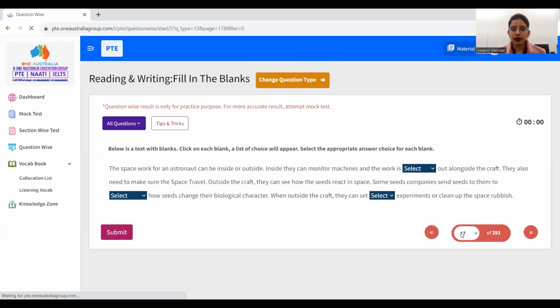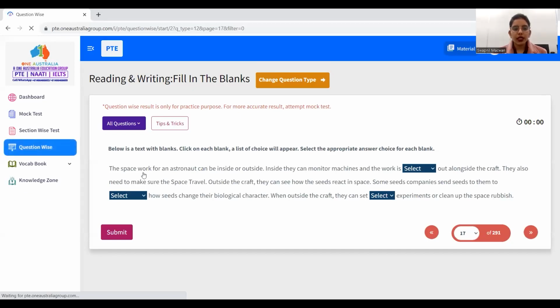Next question. The space work for an astronaut can be inside or outside. Now they are talking about space and astronauts. Inside, they can monitor machines and the work is dash out alongside the craft. Inside they can monitor the machines and the work is performed. The performed-related word is work is carried out.